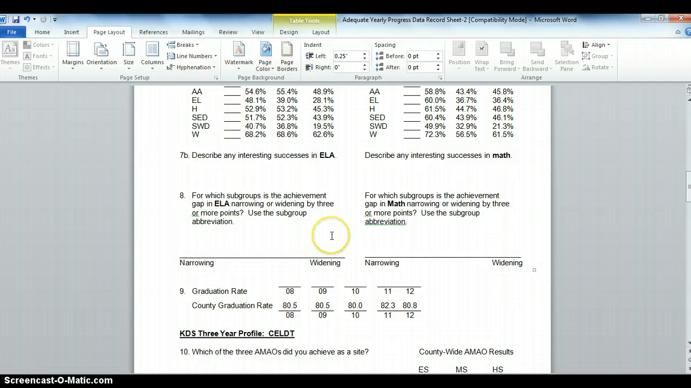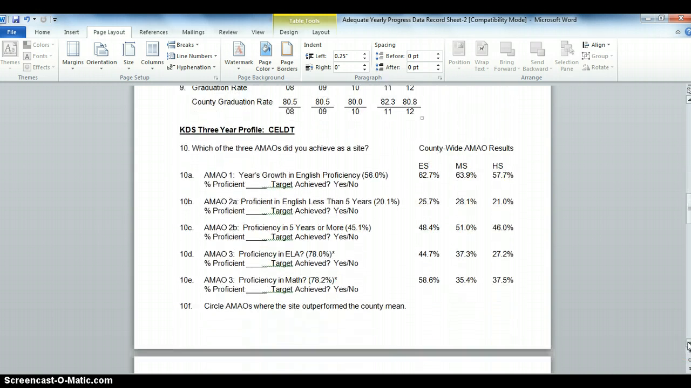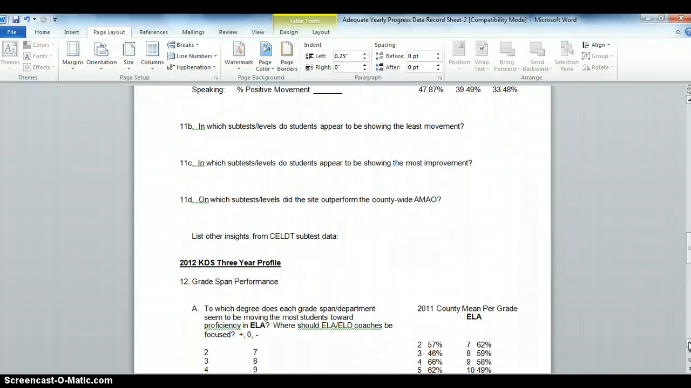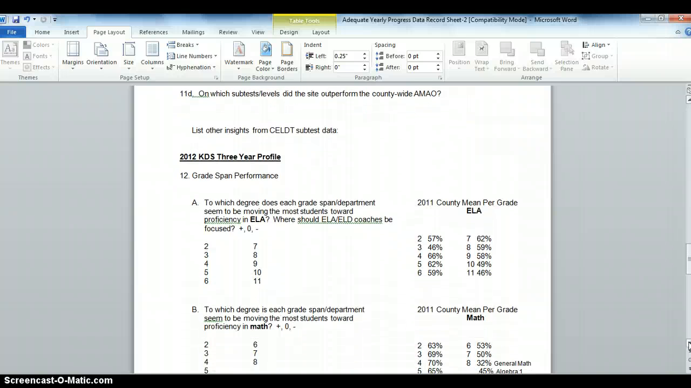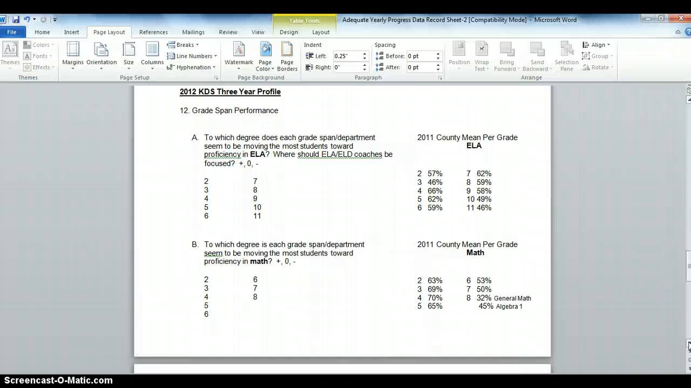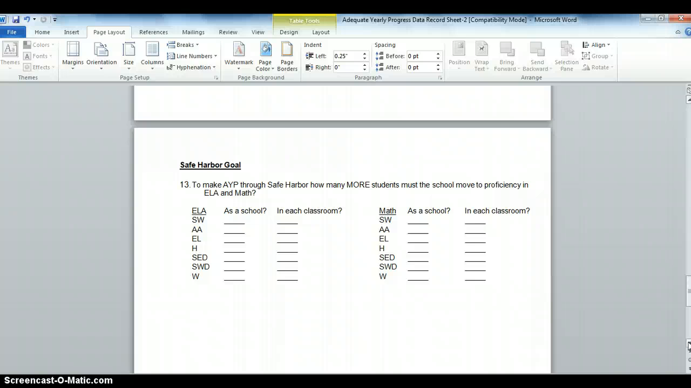You'll recall with No Child Left Behind, the point is to narrow the achievement gap between white students and their less advantaged peers. The graduation rate we won't be doing today. That's a high school factor, so we won't be covering that. Then we'll shift to the KDS, the Key Data Systems 3-year profile on the CELDT. That's the California English Language Development Test. And we'll look at your data compared to county means. We'll also be doing some analysis in which areas of the subtests of the CELDT you were strongest and weakest in. And we'll take a look at how your grade levels, grade spans performed against county means as well on this section.